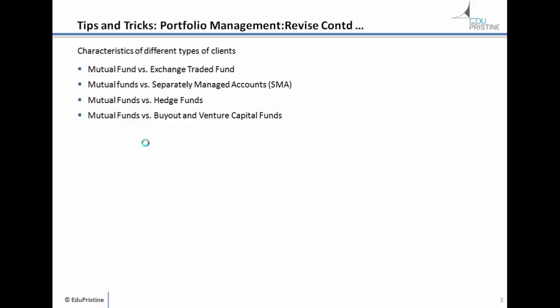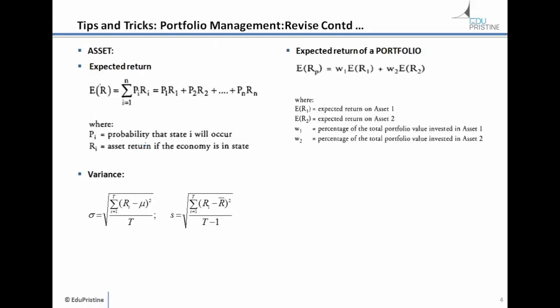Whenever I'm coming to portfolio management theory, I must remember the Markowitz equation. The return on a portfolio is a weighted average return of the different assets. So E of Rp will be W1 times E of R1 plus W2 times E of R2, where the sum of the weights is always equal to 1.